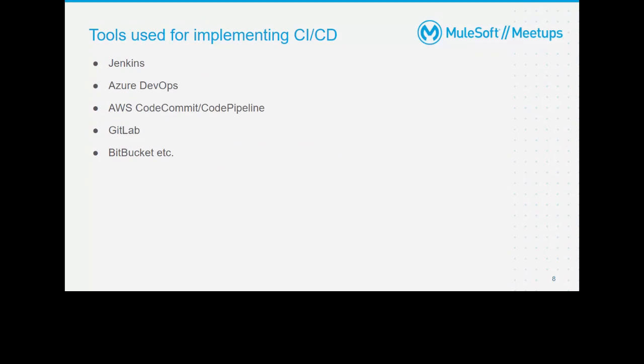Now, there are several tools which are used for implementing these CI/CD pipelines. For example, Jenkins is one of the most renowned tools, which is open source. Then there is Azure DevOps, on which we are taking the session. Then there is AWS CodeCommit, CodePipeline, GitLab, Bitbucket, and these days there are several newer tools such as Buddy, Semaphore. All of these tools have various advantages and disadvantages. So today we would be focusing on Azure DevOps.